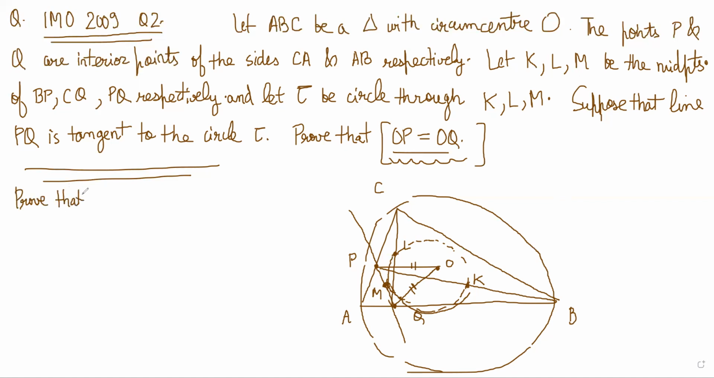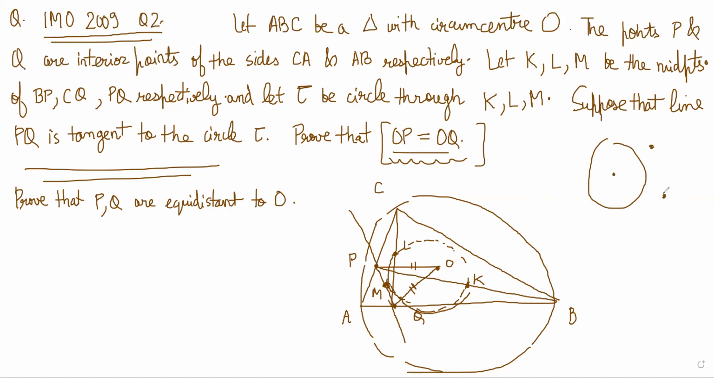So we have to prove that P and Q are equidistant to O, and O is the circumcenter of the big triangle, right? Correct. So if 2 points are equidistant from a circle center, right?